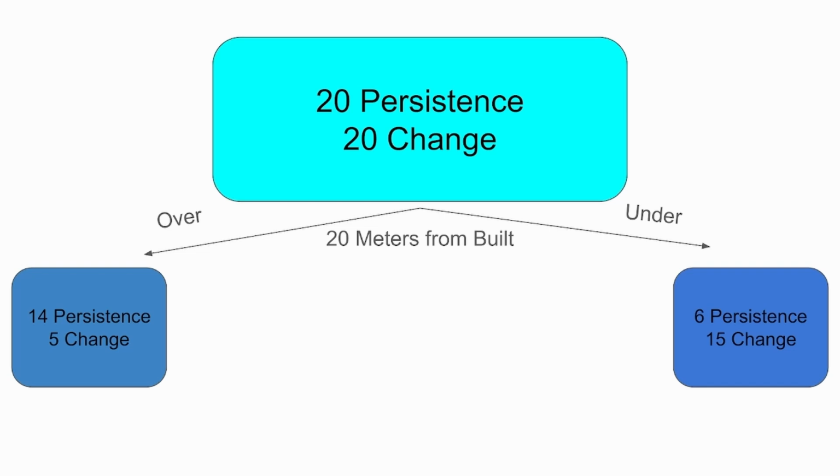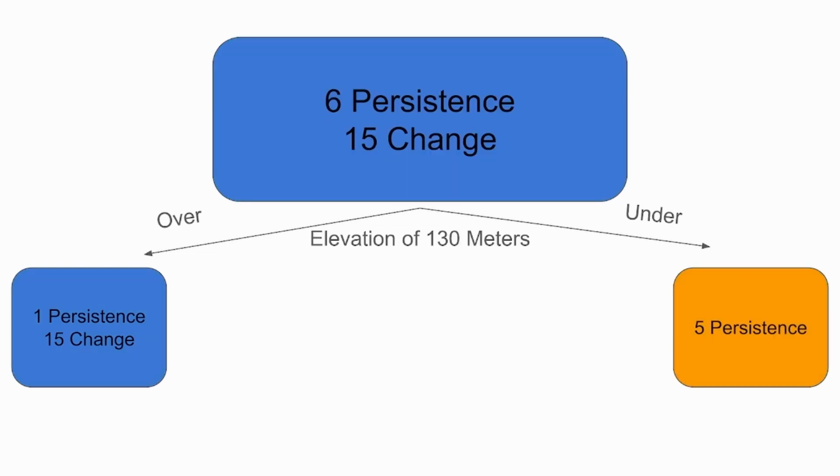Note that, while we are following this node for the sake of example, splits will continue on the over 20 meters from built side. You can see the entire tree with remaining splits at the end of this section. From here, the algorithm determines that the parameter elevation of 130 meters best splits the data and places 5 pixels of persistence under 130 meters and 1 pixel of persistence and 15 pixels of change over 130 meters. The under 130 meters node is now a leaf node.